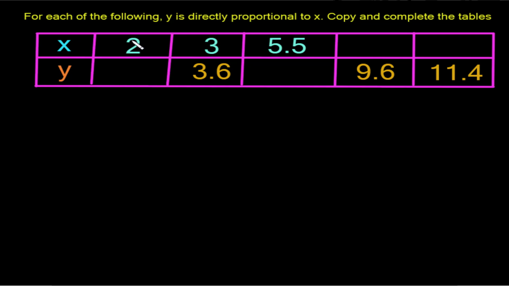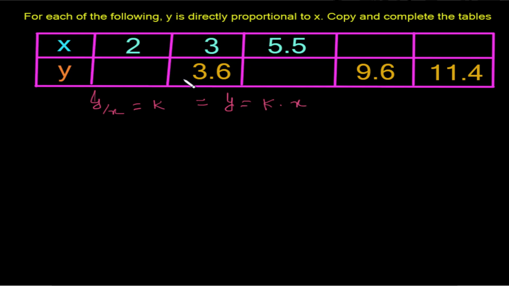In this second table, they also say that y is directly proportional to x. Since y is directly proportional to x, I will write this relation mathematically as y by x is equal to k. And I can also write it as y is equal to k times x.